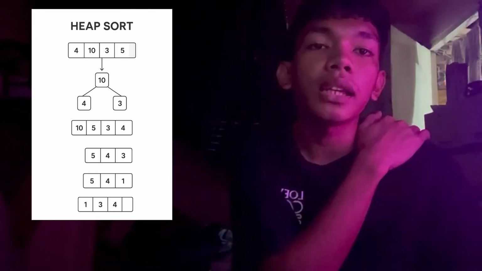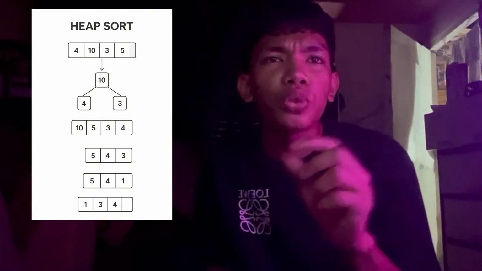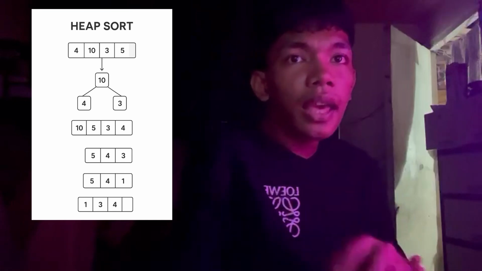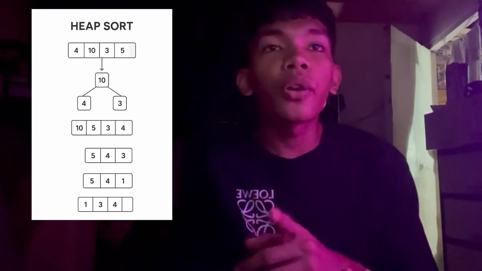Step 3 is swap 5 with 1. The array is 1, 4, 3, 5, 10. Heapify 1, 4, 3. Swap the root with the last element, 4 and 3. The array is 3, 1, 4, 5, 10. And heapify 3 and 1. The array is 3, 1, 4, 5, 10. And the final sorted array is 1, 3, 4, 5, 10.